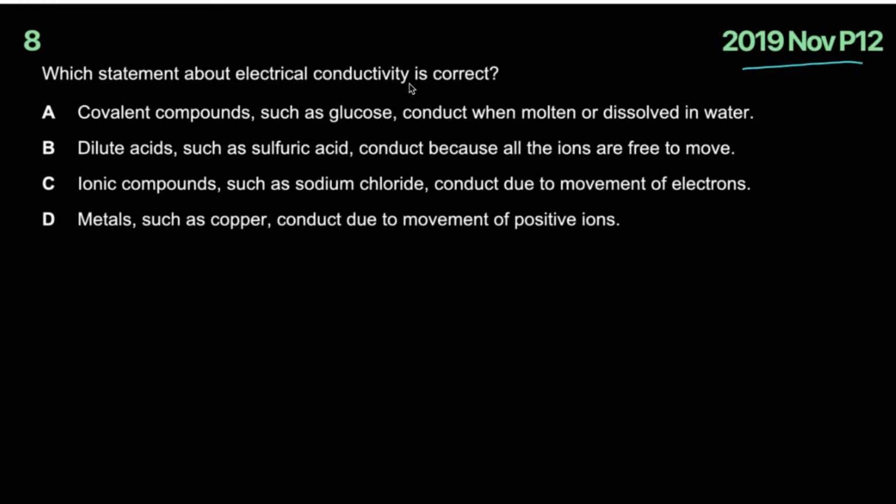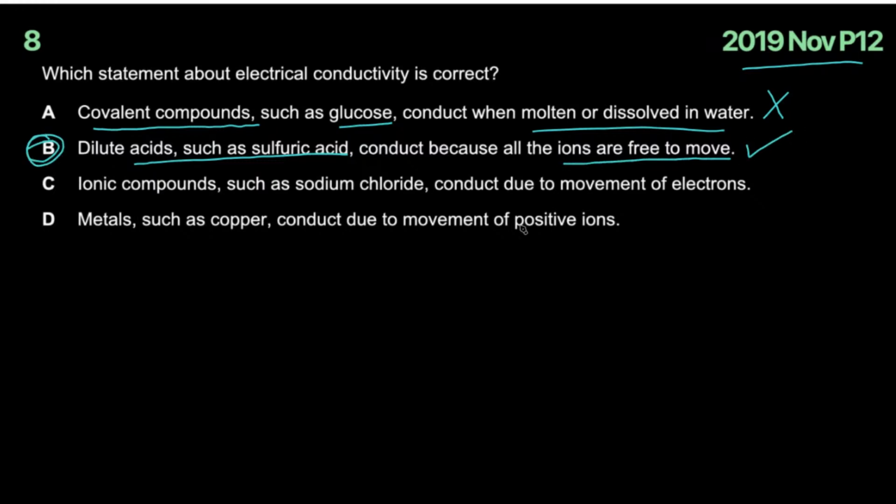Here, which statement about electrical conductivity is correct? Covalent compounds such as glucose conduct when molten? That is absolutely incorrect. But covalent compounds like HCl will ionize and their ions are free to move, so B seems to be correct. But what are some of the problems here? People think, hey, wait, why isn't C correct? Ionic compounds such as sodium chloride conduct due to movement of electrons. The electrons do not move, the ions do.